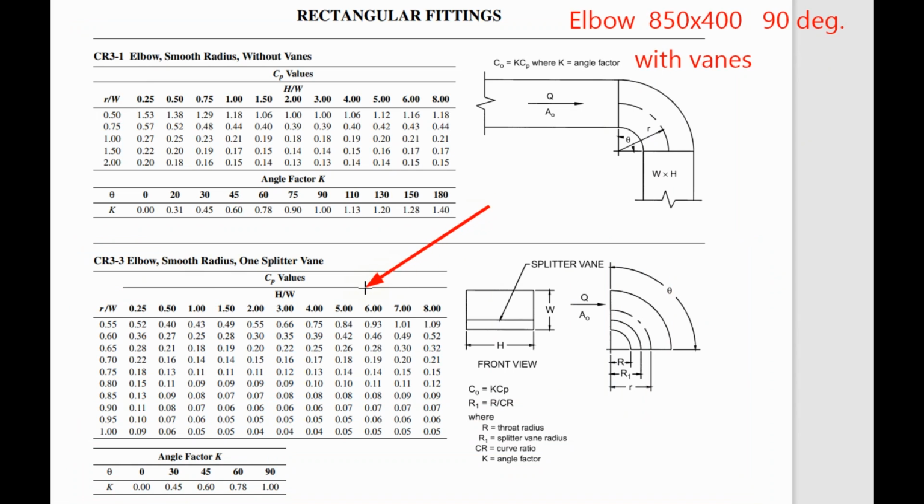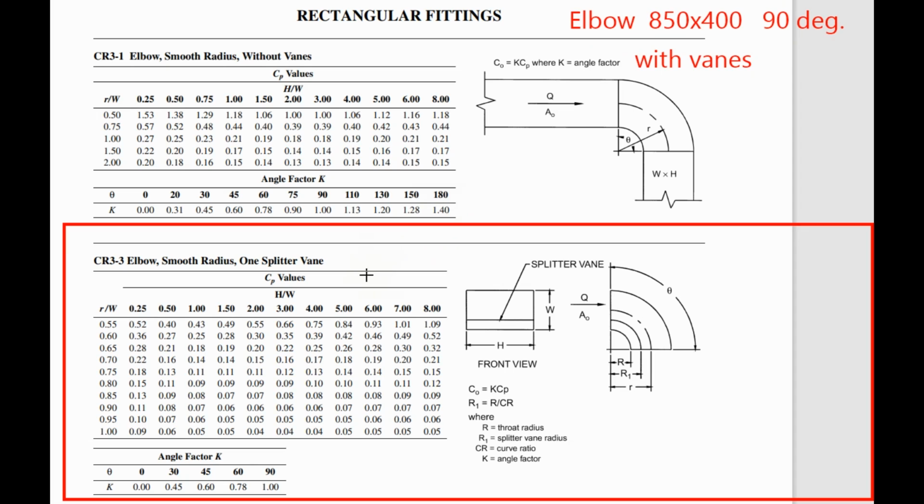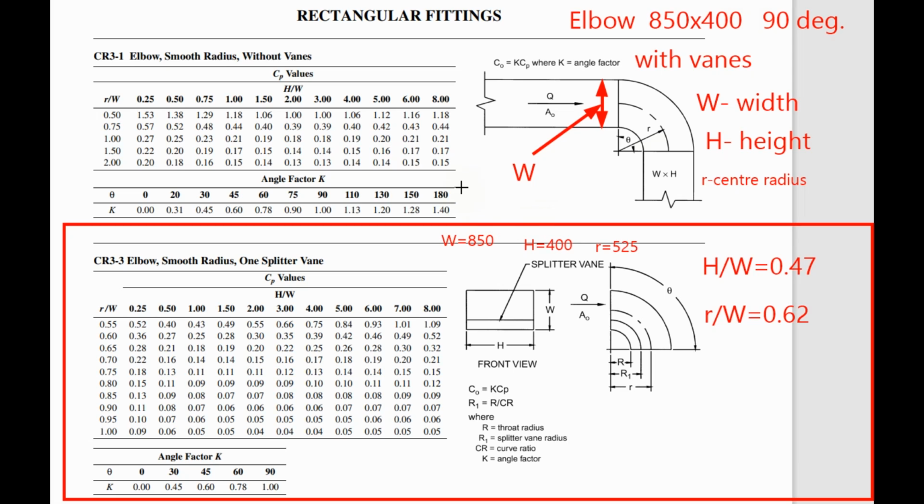Now we'll use this table to select the coefficient for a vane 90-degree elbow of size 850 by 400 mm. To select the coefficient from this table, we need to calculate two values, h by w and r by w. H is the elbow height, w is the elbow width, and small r is the center radius. For this elbow, w is 850, h is 400 and center radius is 525. Then h by w is 0.47 and r by w is 0.62.